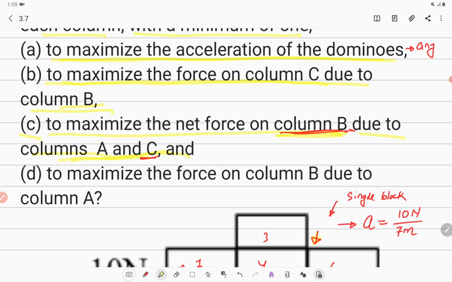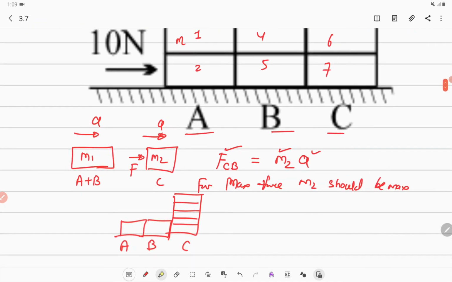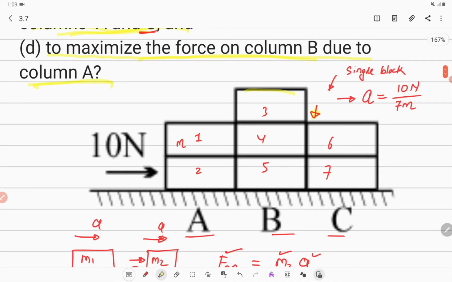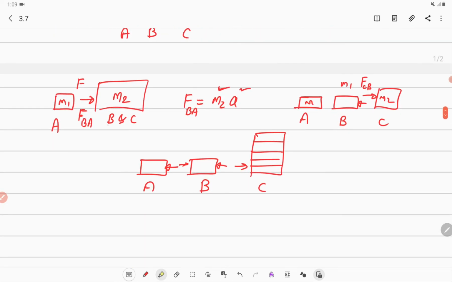Now let's proceed to option D. To maximize the force on the column B due to column A, we need to maximize the force between them. This is already calculated. For that, the mass of B and C combined should be maximum, and we can put B and C in any manner. The mass of B and C combined should be 6m.